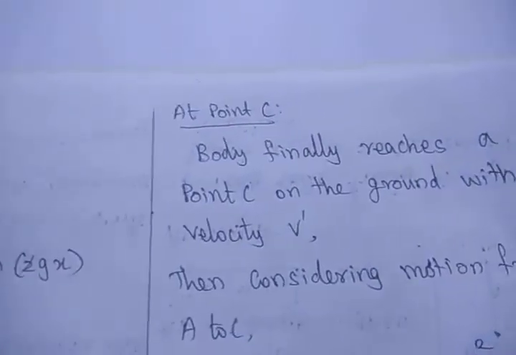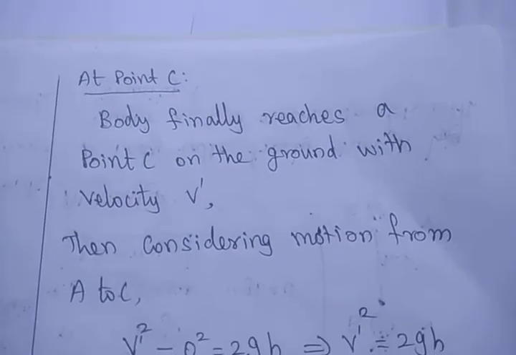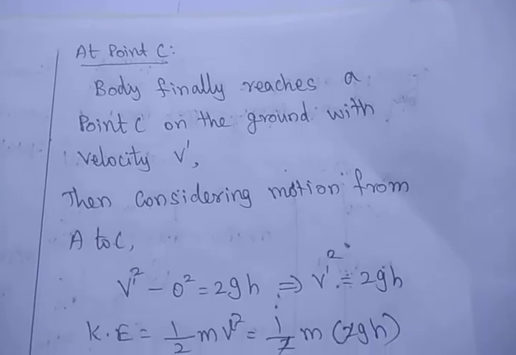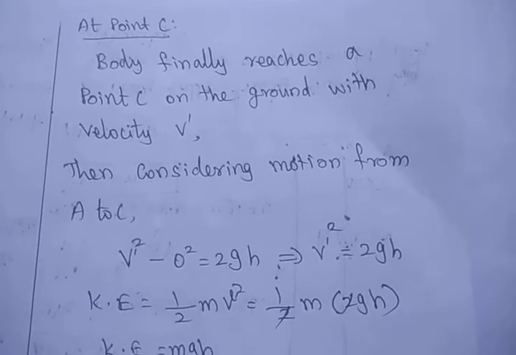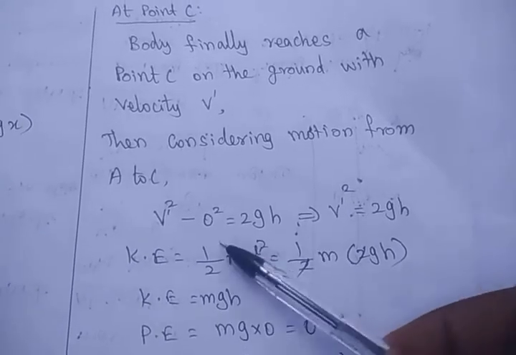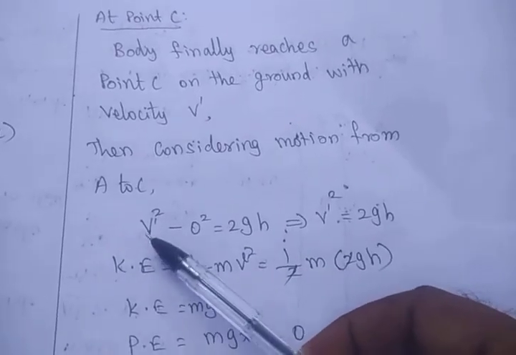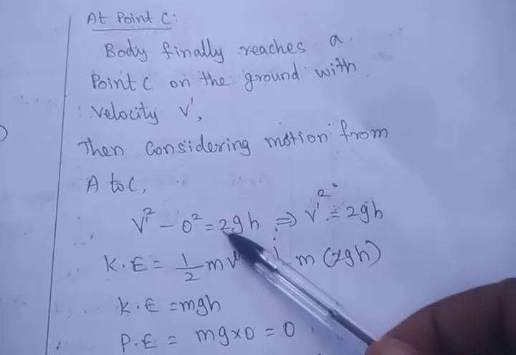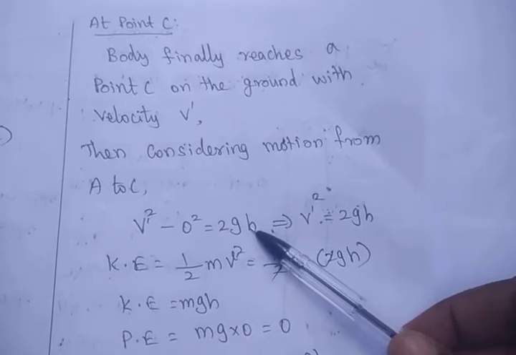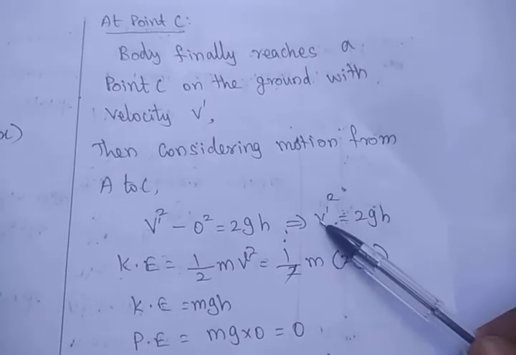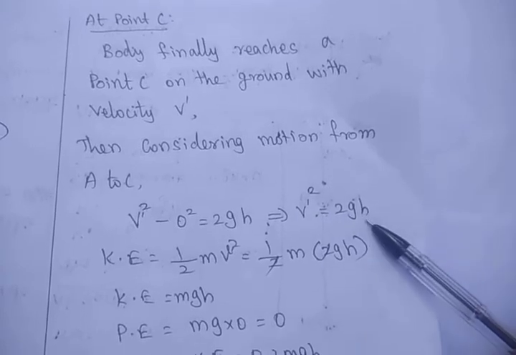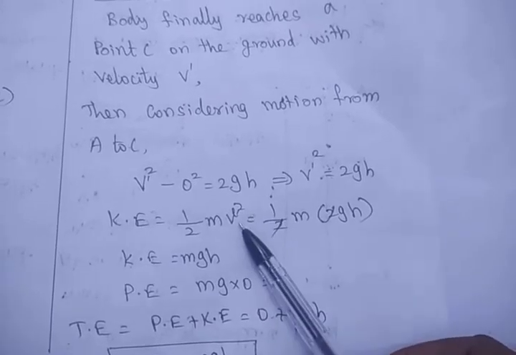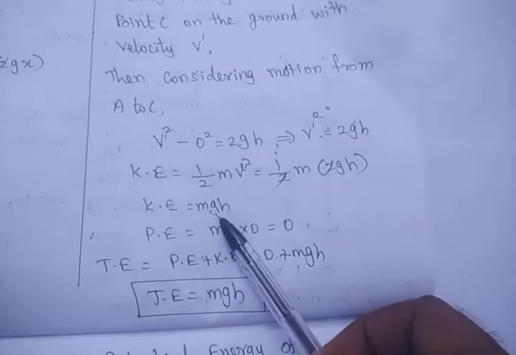What about the point C? At point C, the body finally reaches the ground with velocity v dash. Considering the motion from A to C, not B to C, the initial velocity is 0, and v squared minus u squared is equal to 2as. The acceleration is g, and s is the total displacement h. So v dash squared is equal to 2gh. Kinetic energy is half m v dash squared, with v dash squared equal to 2gh, the 2 gets cancelled, giving mgh.